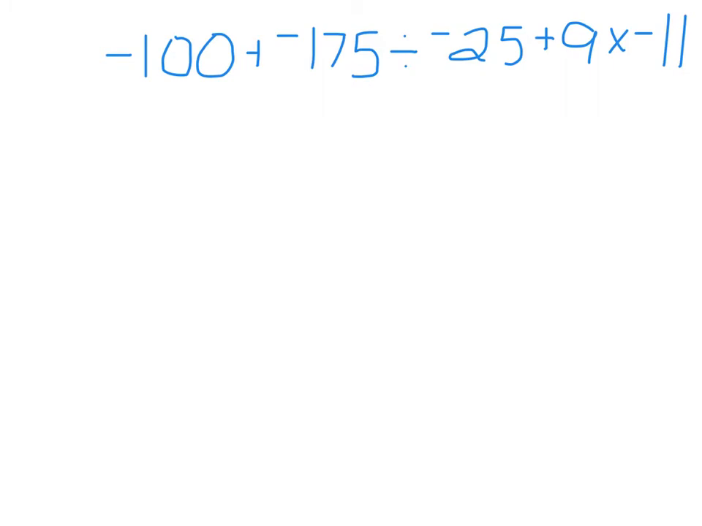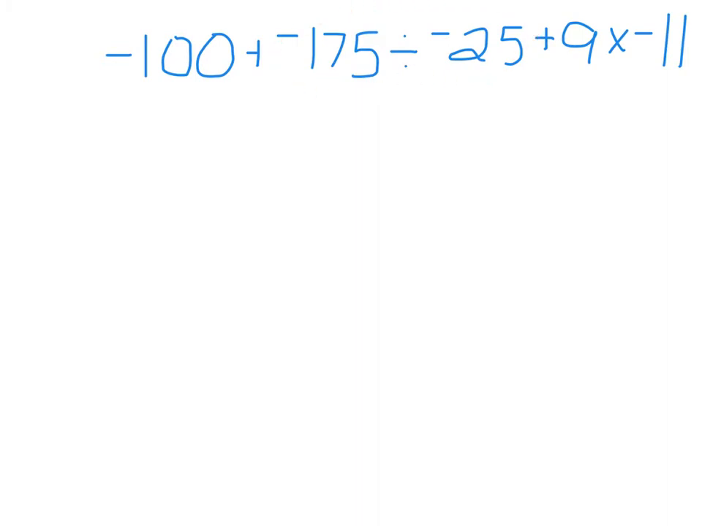Here we have a longer example to take a look at. We have -100 plus -175 divided by -25 plus 9 times -11. We don't have any grouping symbols here. We don't have any exponents. So we're going to look for multiplying and dividing. As I look here, I see there's a division symbol right here, and here we have a multiplication symbol. Now remember, we're just going to divide and multiply whatever comes first, going left to right. So here we're going to divide this first.